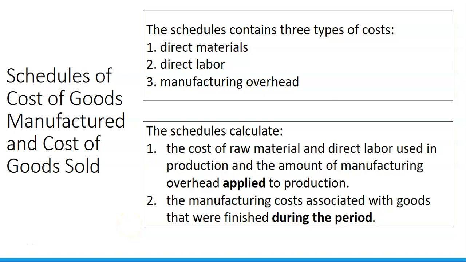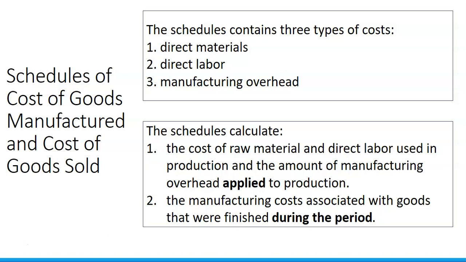Now we're going to talk about the schedule of cost of goods manufactured. So this schedule contains the three costs that end up in our product cost, our manufactured costs: our direct materials, our direct labor, and our manufacturing overhead. So these help us calculate how much material and direct labor was used in production, the overhead applied to production, and what were our total manufacturing costs associated with goods that were finished during this period.